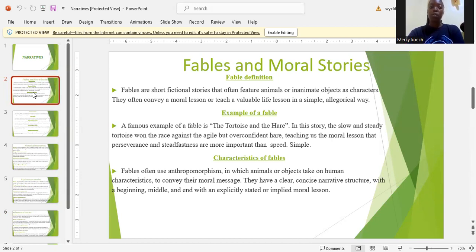Characteristics of fables. Fables often use anthropomorphism, in which animals or objects take on human characteristics to convey their moral message. They have a clear, concise narrative structure with a beginning, middle, and end, with an explicitly stated or implied moral lesson.